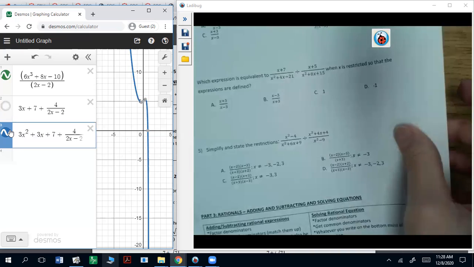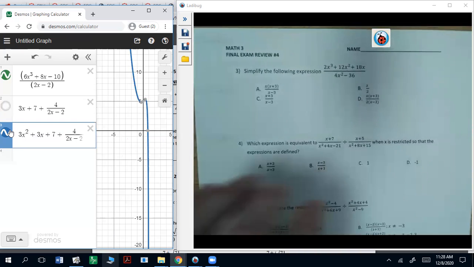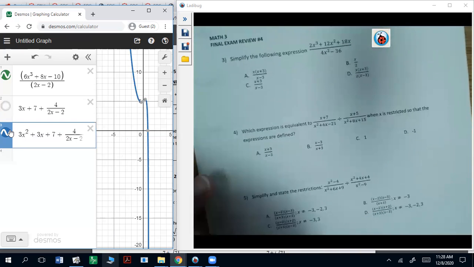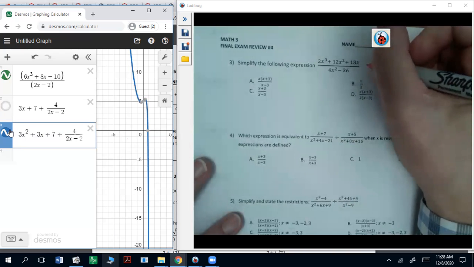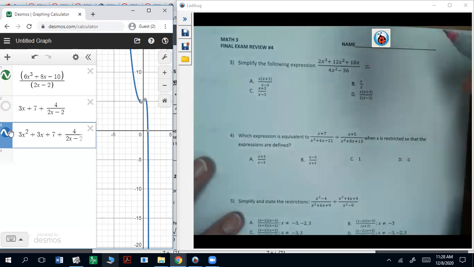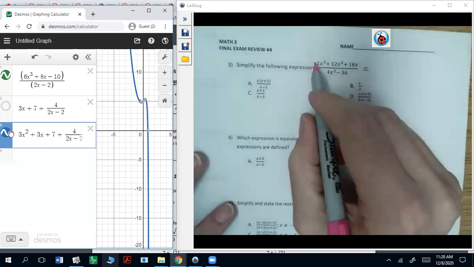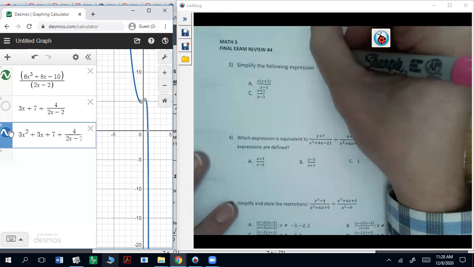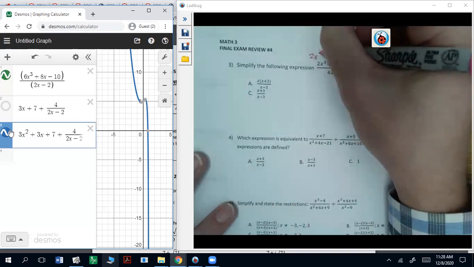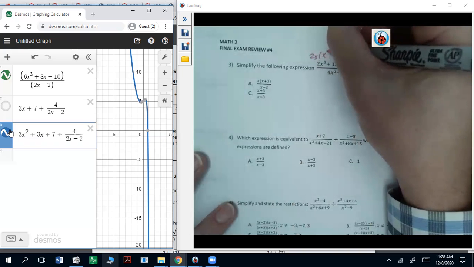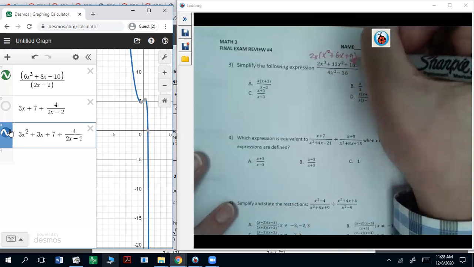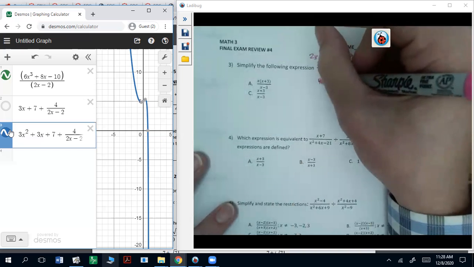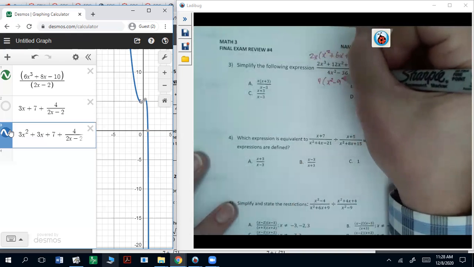All right, number 3. Simplify the following expression. This is a rational function. We can simplify this by factoring and canceling out. So I'll start with getting the GCF. You can pull out a 2x here. That's going to be x squared plus 6x plus 9. I'm going to pull out a 4 here, so that's going to be 4 parentheses x squared minus 9.